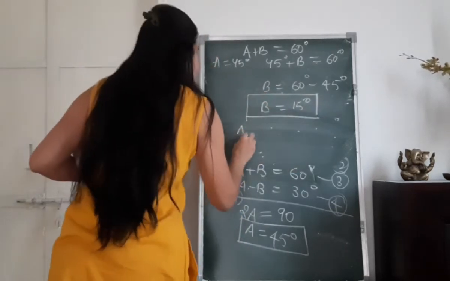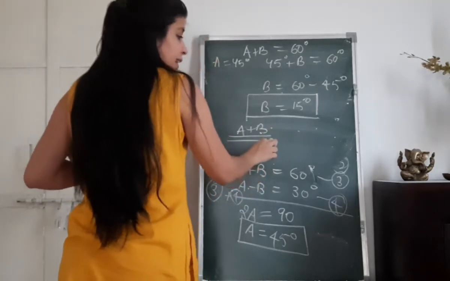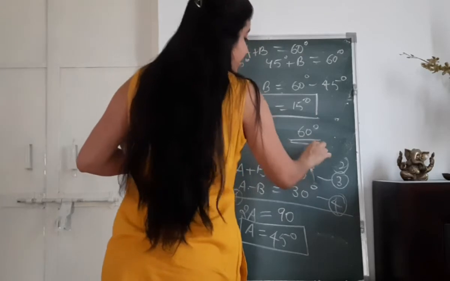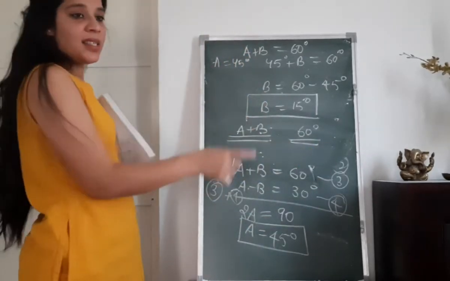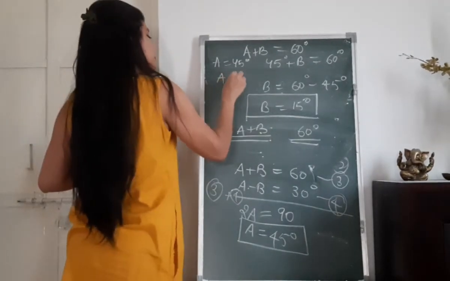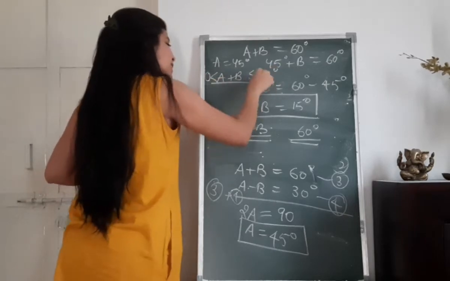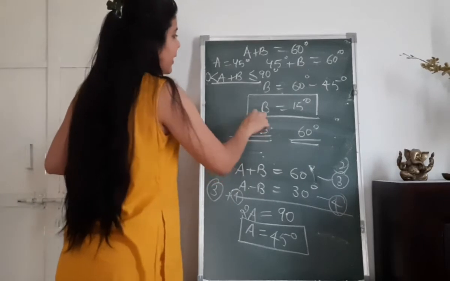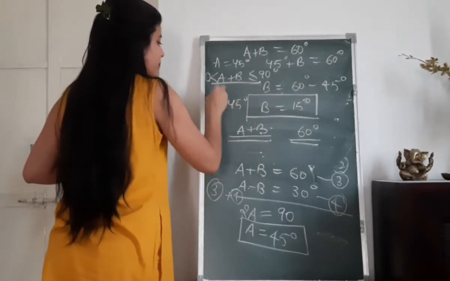Now, is A plus B between 0 and 90 degree? Yes, A plus B is 60 degree, which is greater than 0 and less than 90 degree. So our condition was what? It should be greater than 0 and less than or equal to 90 degrees. So it is satisfying this condition. So I can say B is equal to 15 degree and A is equal to 45 degree.